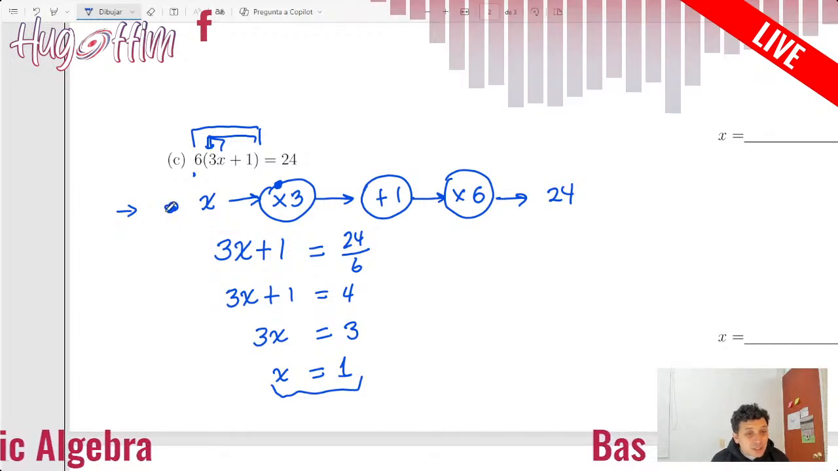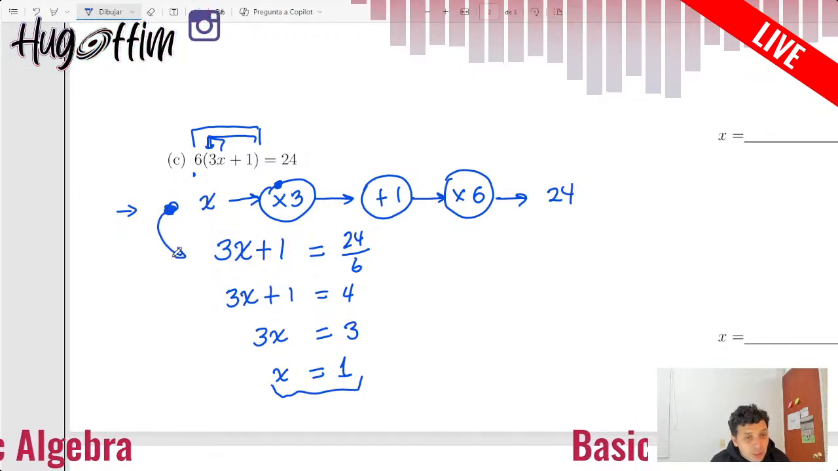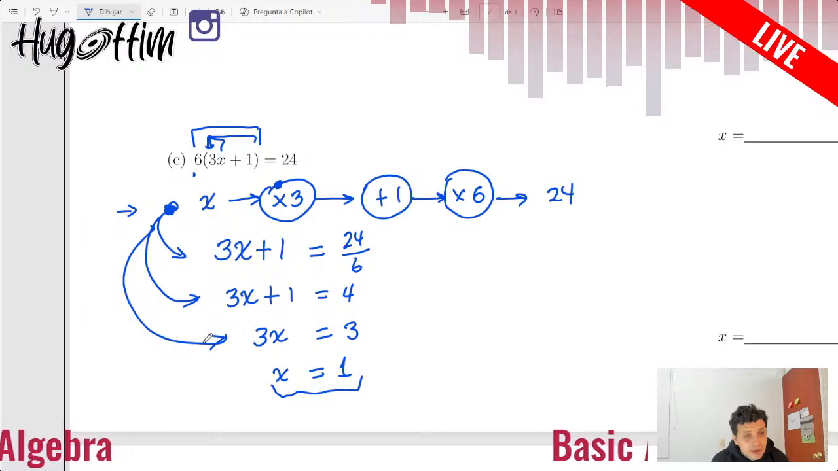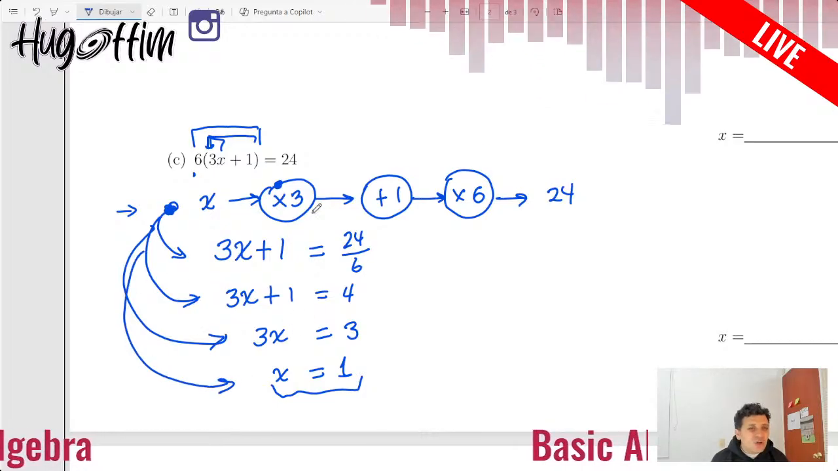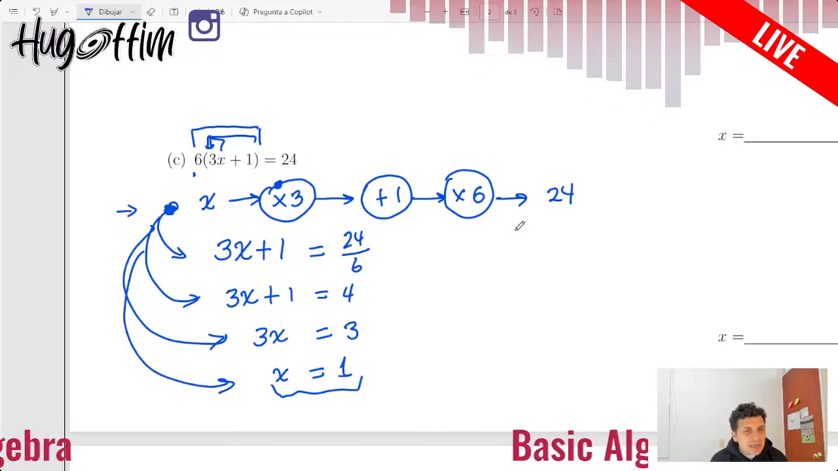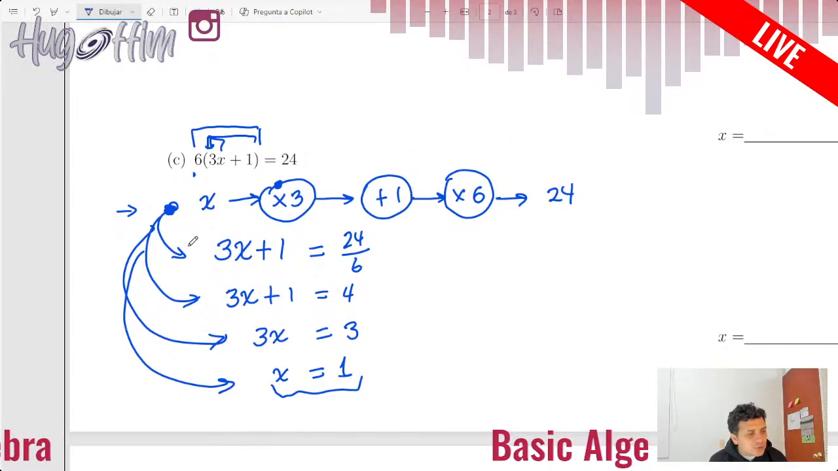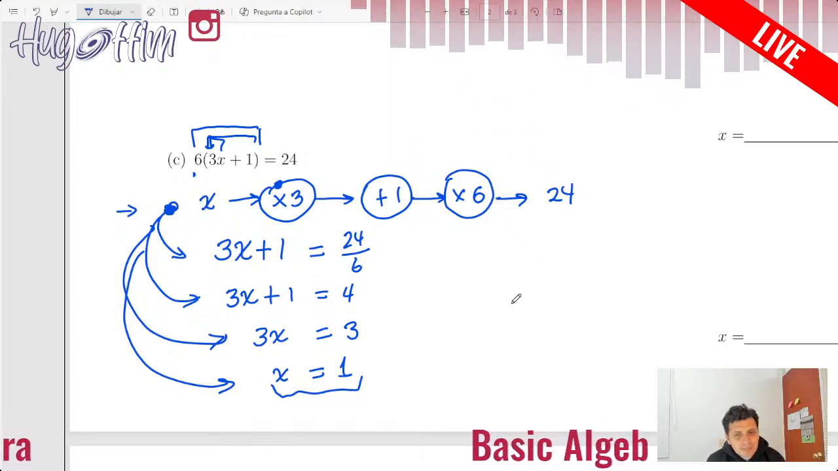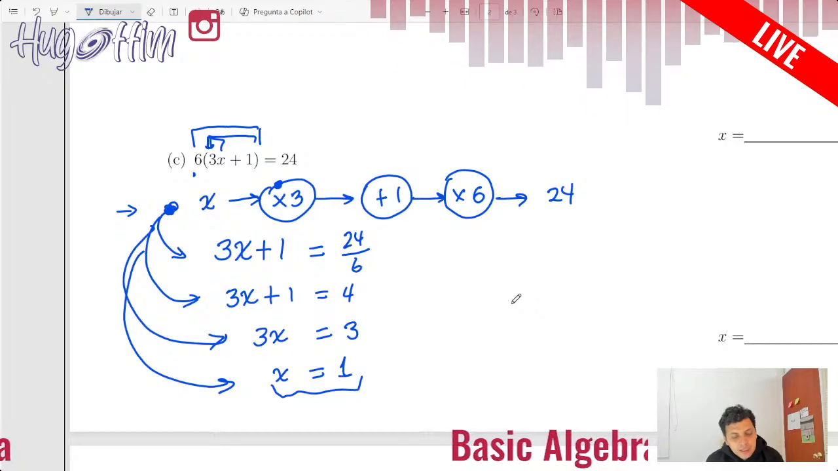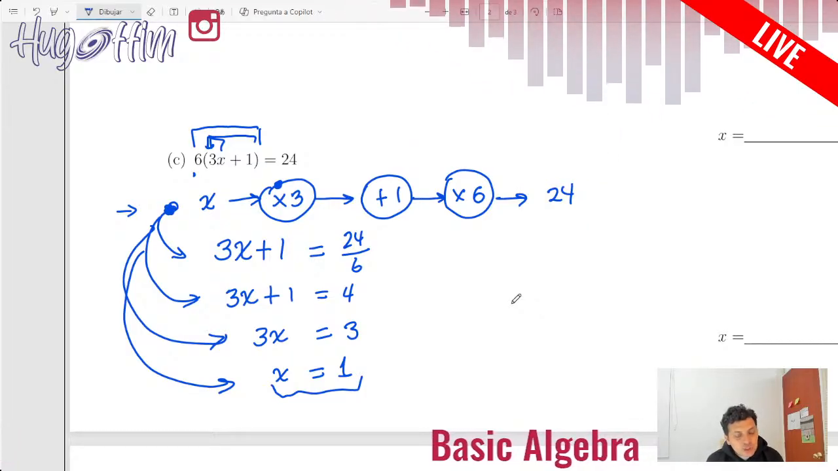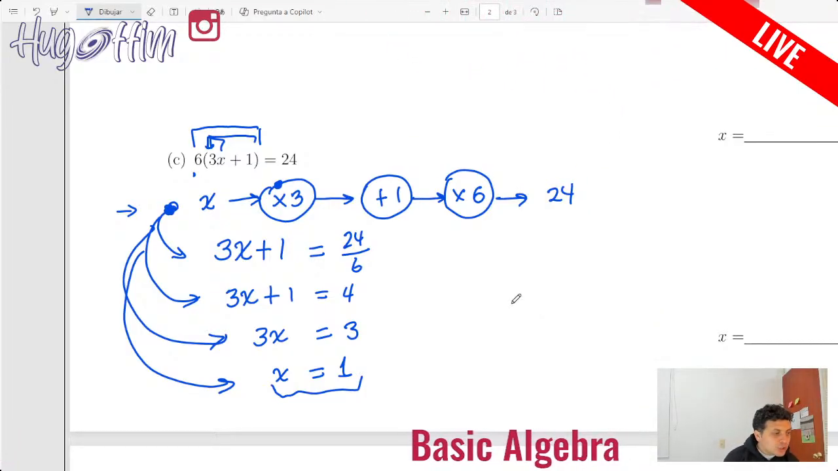The function machine just gives you the idea, the structure, to know the process of how to solve the equation. You can go back through the function machine to find the answer. And this is how you can work out these types of problems that lead you to solutions of equations.